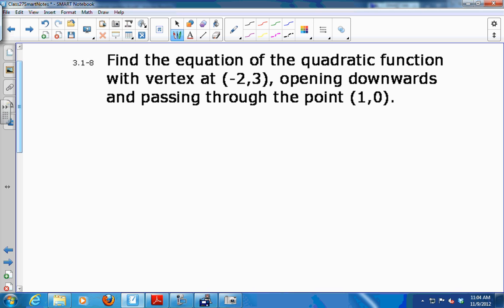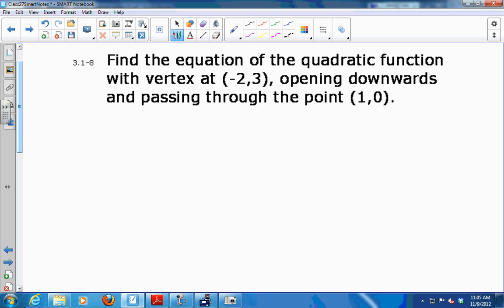Okay, so we'll do one more kind of thing together, and then I'm going to have you try some stuff. So I want to find an equation. So in the last example, we were given an equation. We were supposed to come up with all the properties it has, where is its vertex, where are its intercepts, etc. Now we have some properties. We have a vertex. It opens downwards, and it goes through the point 1, 0, and we're supposed to find an equation.